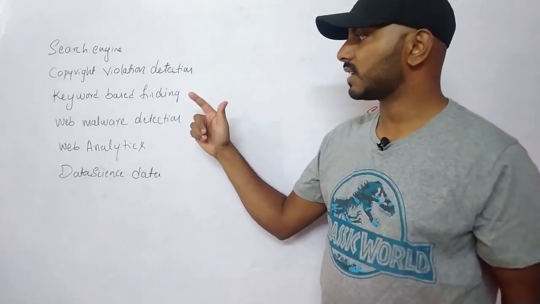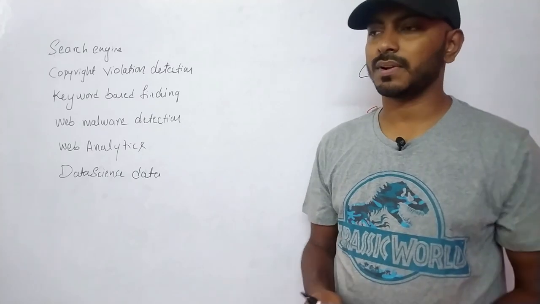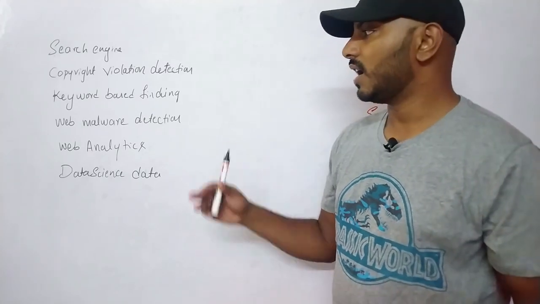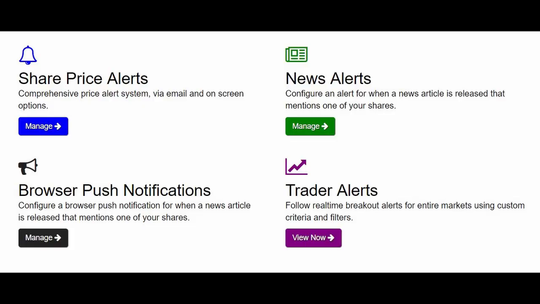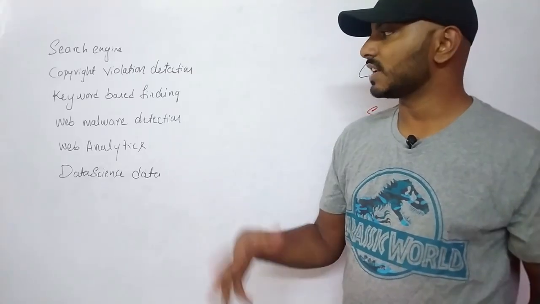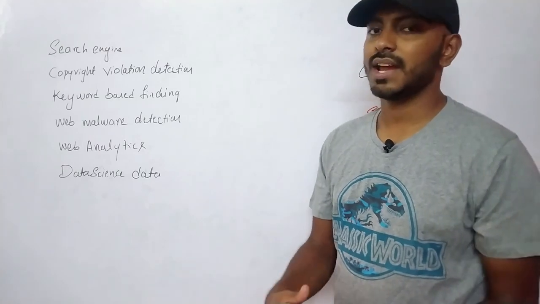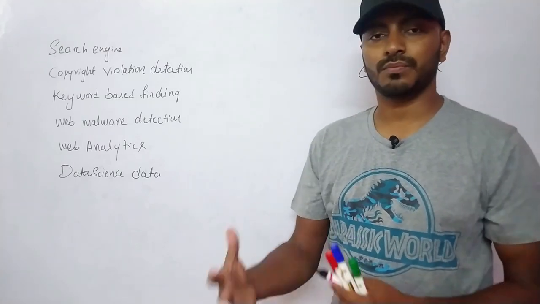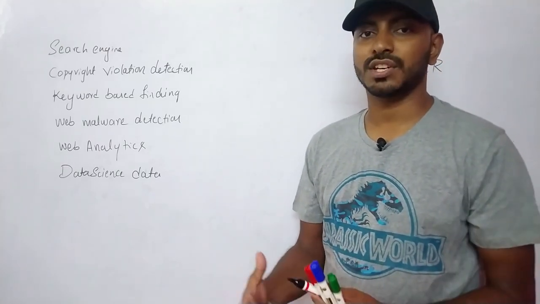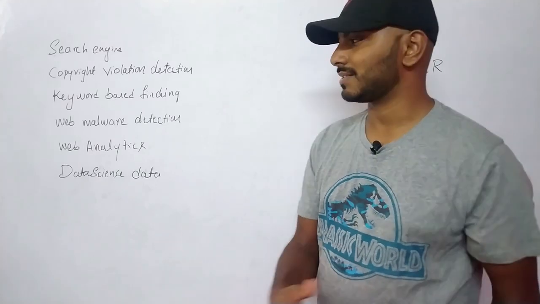The next one is keyword-based finding. Say, for example, you are interested in some kind of content, maybe the share market. These tools will keep collecting information about the share market and keep showing what's happening, the latest news about the share markets, something like that.